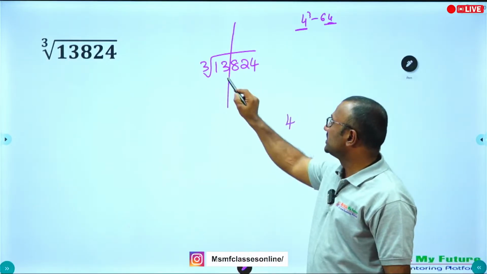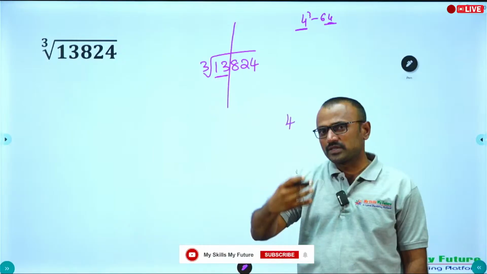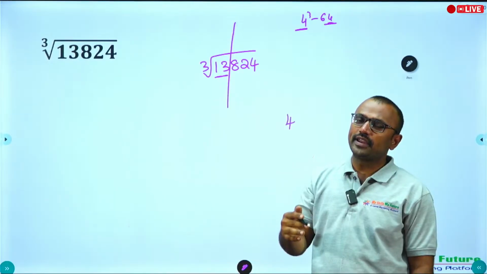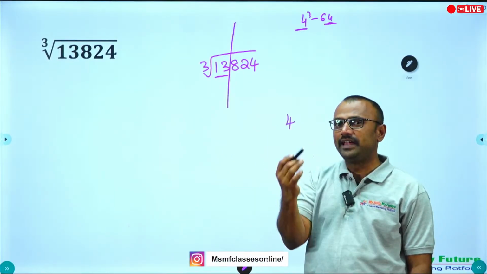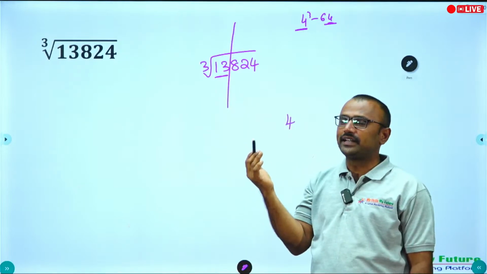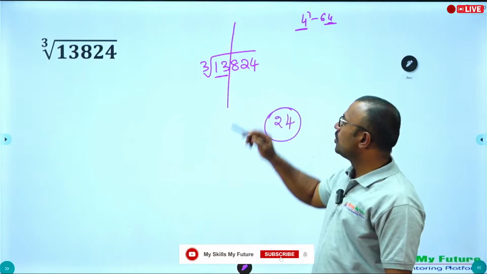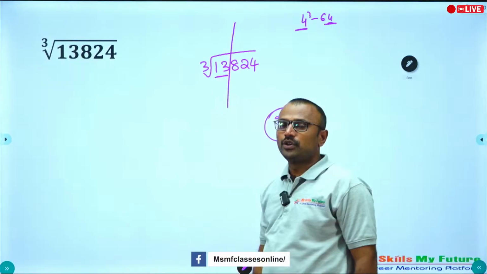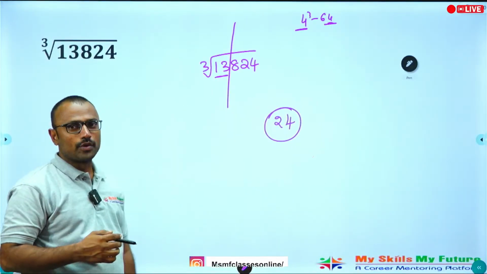So what is the remaining number? 13. 13 lies after 2 cubed, which is 8. So after that we can see 13. Just write 2 here. So 24 cubed is 13824. The cube root of 13824 is 24. Okay, right.